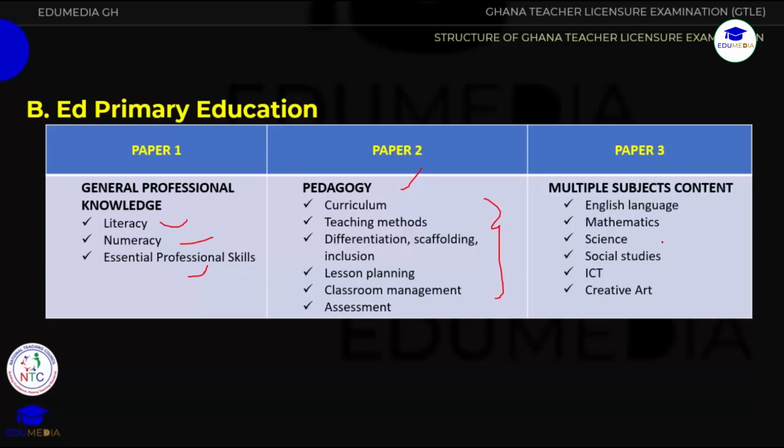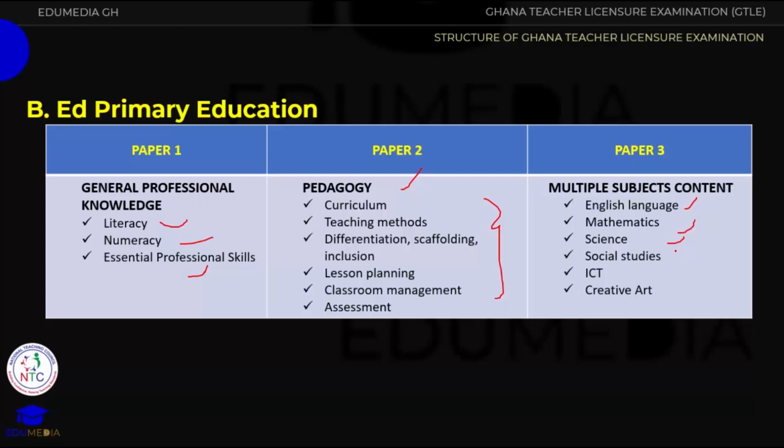Then the next paper is also going to be multiple subject content, because you're also going to be teaching more than a subject in the classroom. So you're going to be examined on content like English language, mathematics, science, ICT. Based on those subjects that you're going to be handling, some will be handling 4 subjects, some will be taking 3, some will be taking 2.